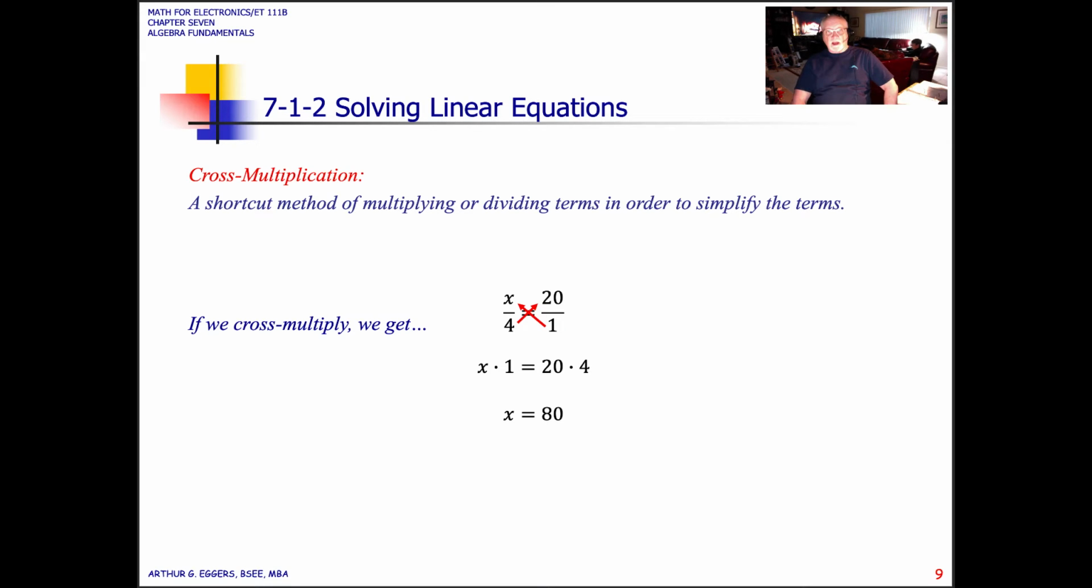We have multiplied both sides by the given value. So in this case, x times 1 gives us x, 20 times 4 gives us 80, and we end up with a solution of x equal to 80. So it takes a little practice. It's one of those very helpful steps to help you reduce expressions and equations into a solvable format.